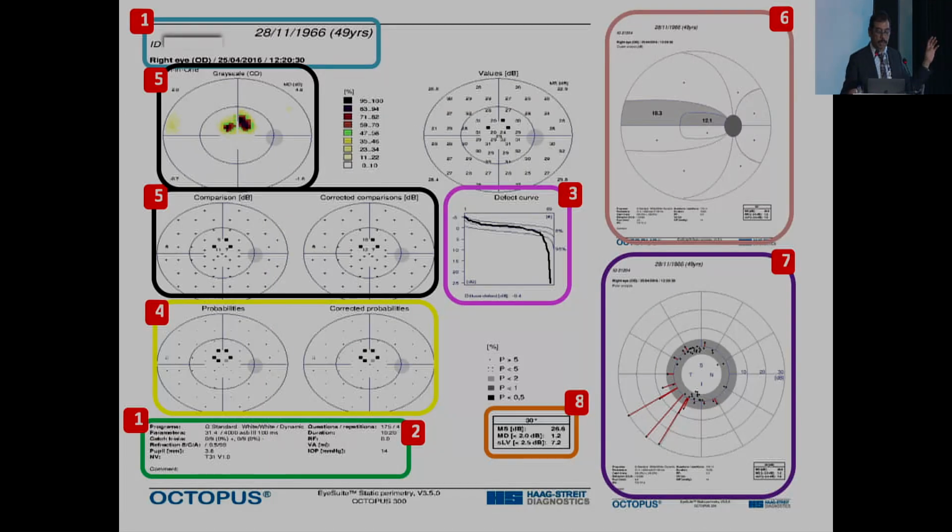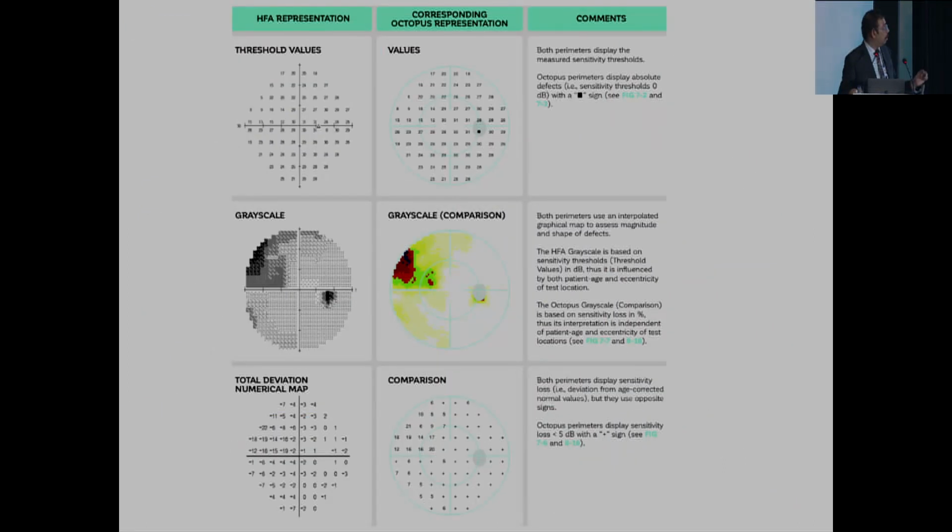So this is a typical Octopus printout. We have 8-in-1 or 9-in-1 printouts in the Octopus. Whether you have a 300, 600 or 900, any of the machines, you'll have this. So I'll show you the differences in this. The first one is the Humphrey's, the second one is the Octopus.